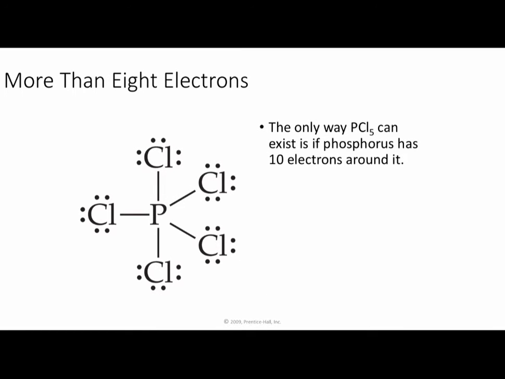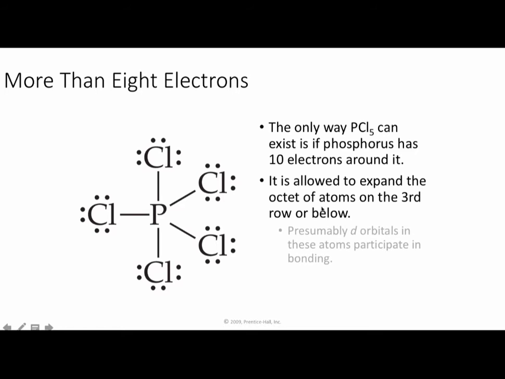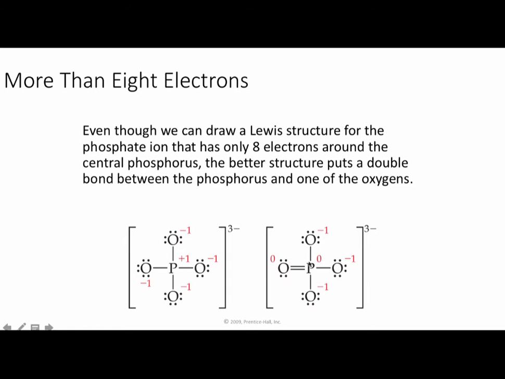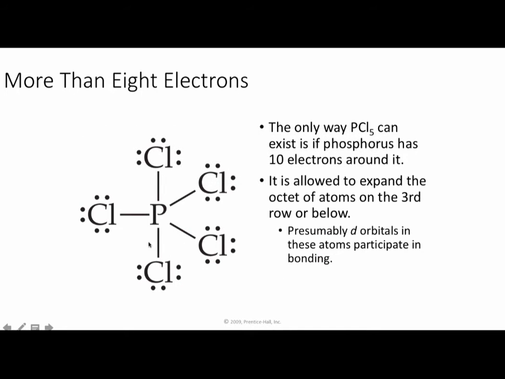All right, so more than 8 electrons. We do know that phosphorus pentachloride exists, and it exists only if phosphorus has 10 electrons around it. You may be asking yourself, wait a minute, how can that be? If we have an atom that's on the 3rd row or below of the periodic table, then we have a d orbital that these atoms can use to participate in bonding. Before we move on, how would you go about drawing the Lewis structure for something with an expanded octet? Let's go back down here and look at phosphorus.